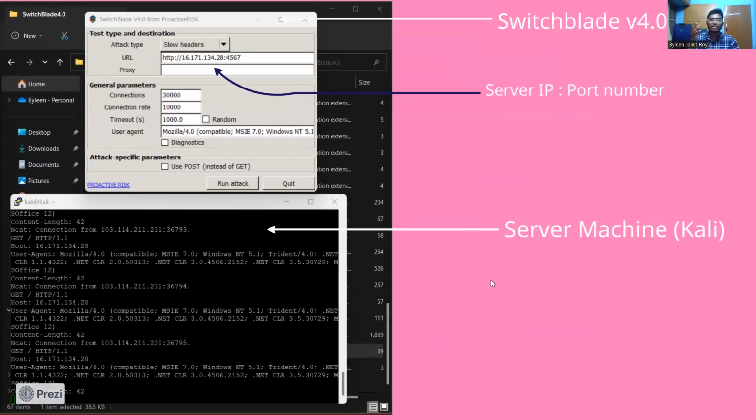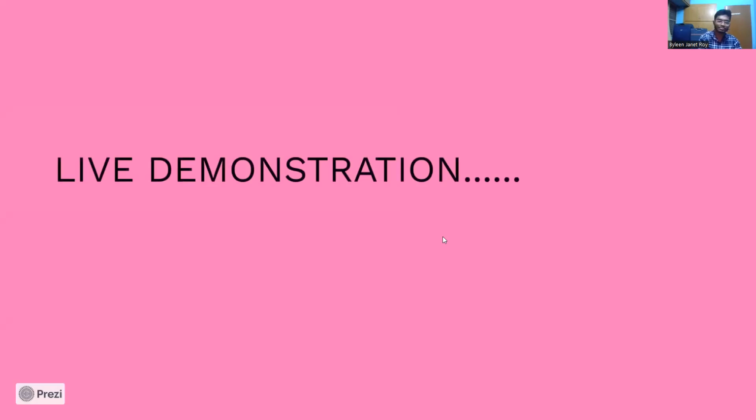And the one which I have used here is known as the Switchblade, version 4.0. I have mentioned my IP address as an HTTP URL with the port number which I have used. I have mentioned the syntax here too. And this is the machine which I have used in PuTTY. I have used a Kali Linux machine. And these are the major things which I have used. Now let me get into a live demonstration.